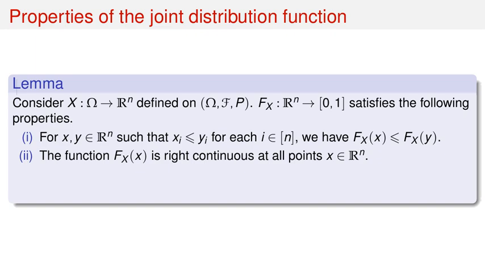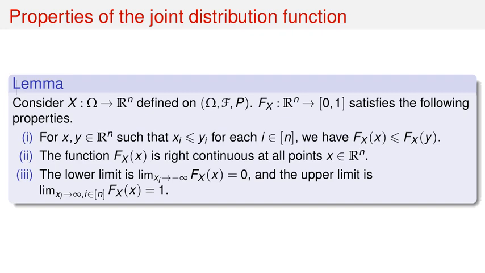2. The function F sub X of x is right continuous at all points x in R^n. This means if we approach x from a direction where all components are decreasing towards x sub i, the limit is F sub X of x. 3. The lower limit as any x sub i approaches minus infinity of F sub X of x is 0. And the upper limit as all x sub i approach infinity for all i in 1 to n of F sub X of x is 1.